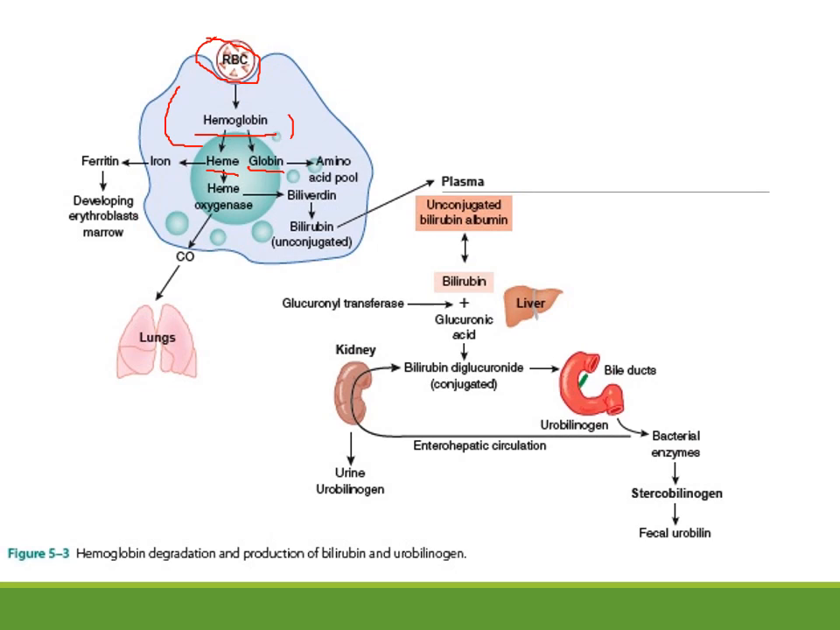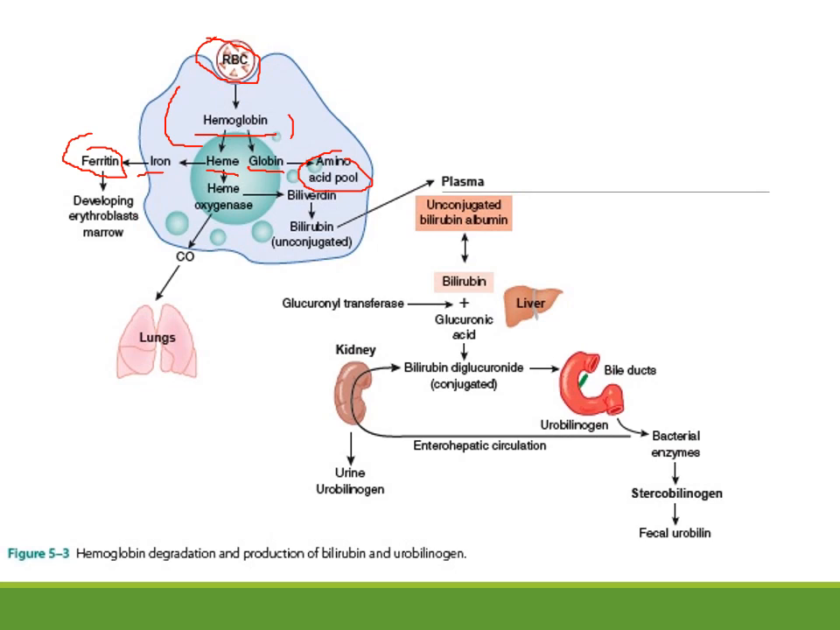The globin will be reused in the body, and it will be stored in the amino acid pool. For the heme, a part of the heme will release iron, and iron will be converted to its storage form, ferritin, and it will be used in the development of premature red blood cells or younger red blood cells.